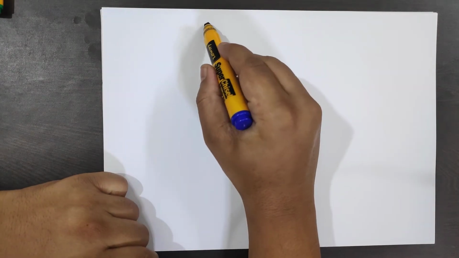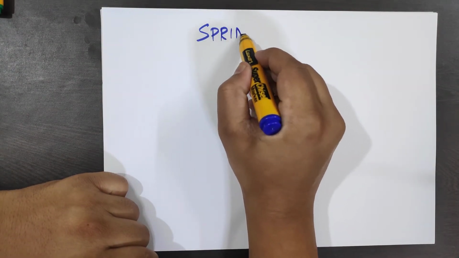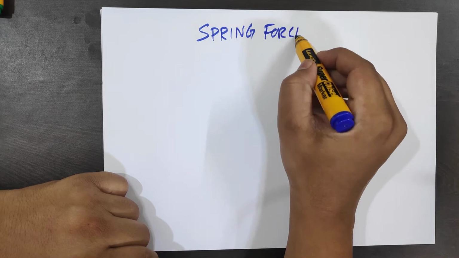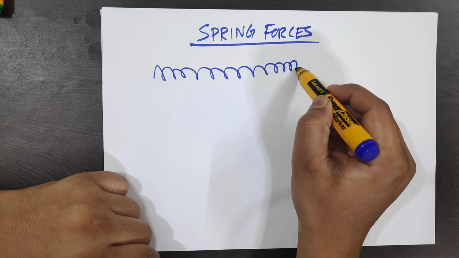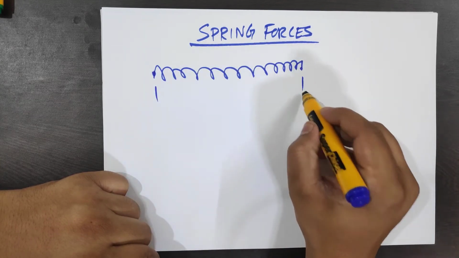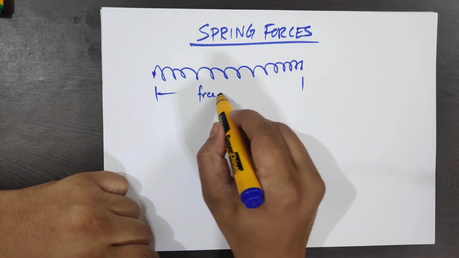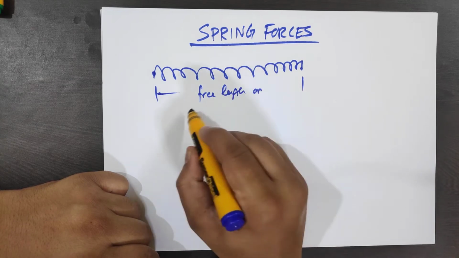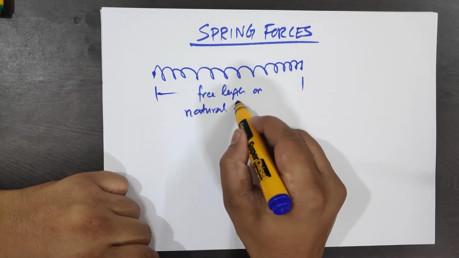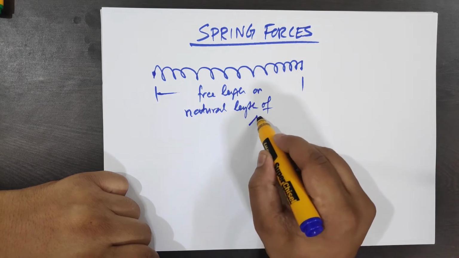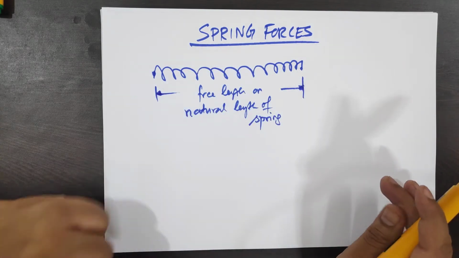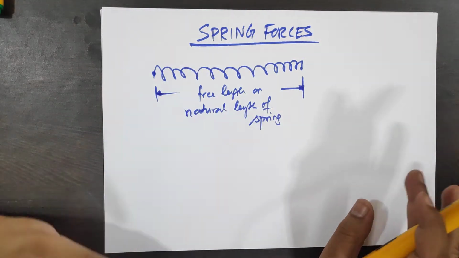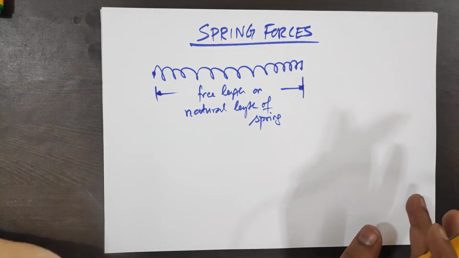Now we will learn a different concept, that of spring forces. This is how a spring looks like, and this is what is known as the free length or natural length of the spring. That is the length when there is no force to stretch it or compress it.